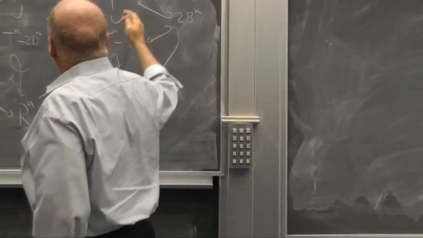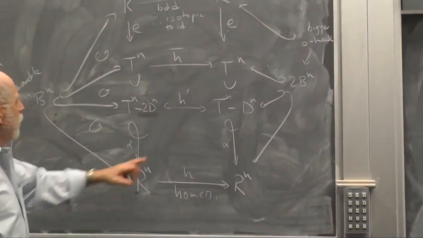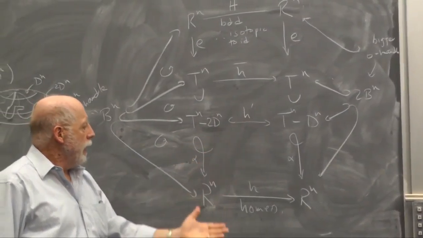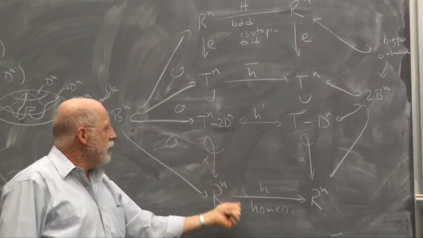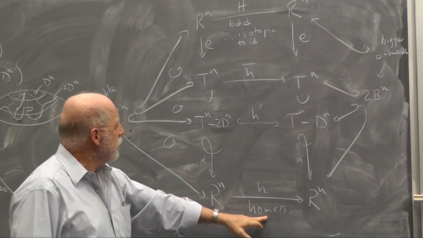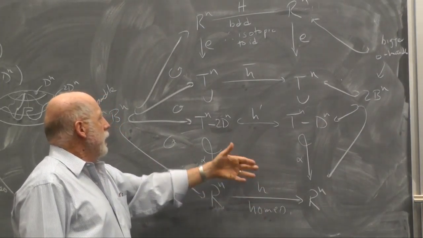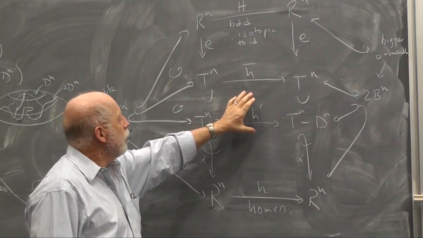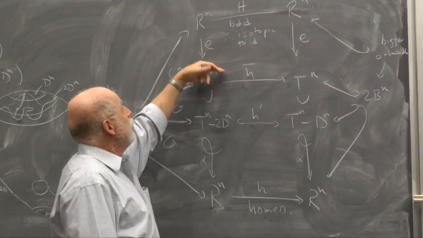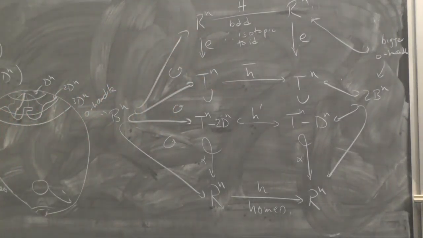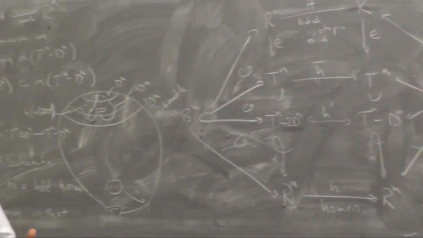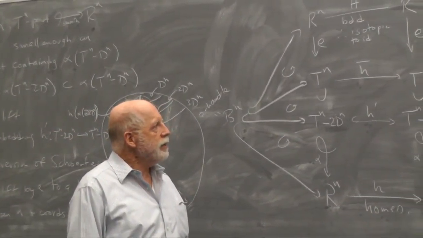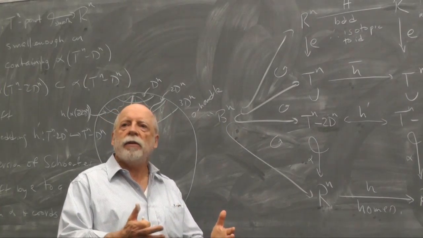There's no choices here except for this extension using the Schoenflies theorem. H was given, alpha's fixed once and for all. Well, alpha's fixed and then nature's chosen small enough. This is no choices here. Canonical, the Schoenflies theorem, there's a choice, and this is just the exponential. There's no choices other than in the Schoenflies theorem, and that's why we need the Schoenflies theorem to have a canonical version.